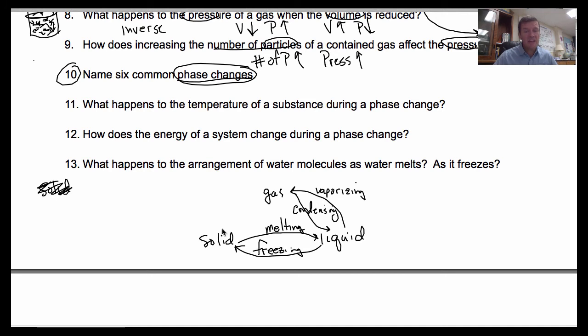And a solid can actually turn straight into a gas. That is called sublimation. And a gas can turn back into a solid. That is called deposition. So you need to know those 6 terms, and you need to know what phase change is happening. That's answer number 10. The temperature of a substance during a phase change. During a phase change, the temperature remains constant.